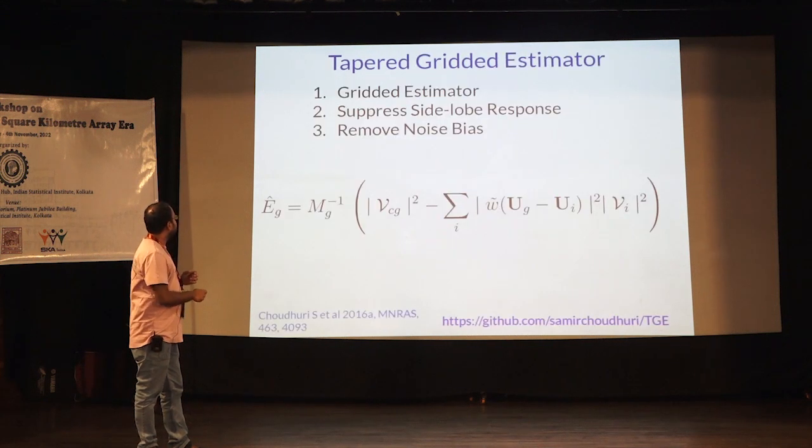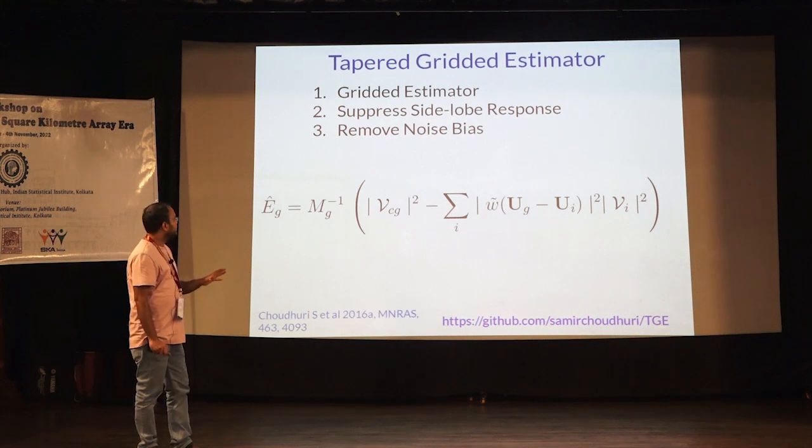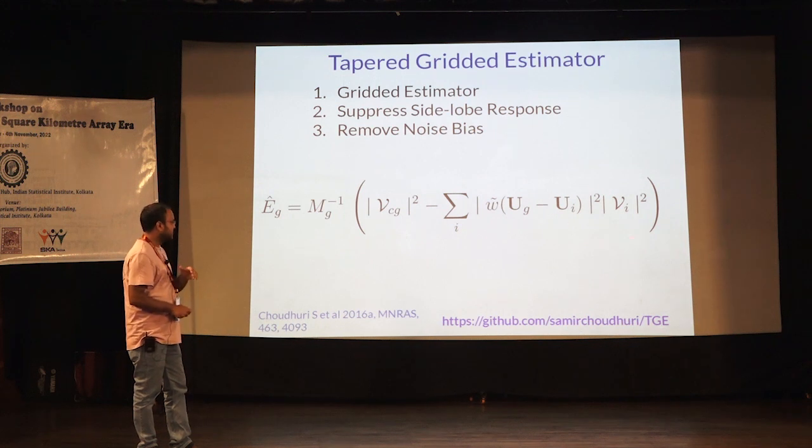And there are three other advantages also. This outer part is mainly called the sidelobe response, and the estimator will suppress its contribution. It is a gridded estimator, so for large data it is quite a bit faster compared to the others. And it also removes the noise bias. So these are the three main features of the estimator, and it is used in the data that I will show to measure the 21 centimeter fluctuation.